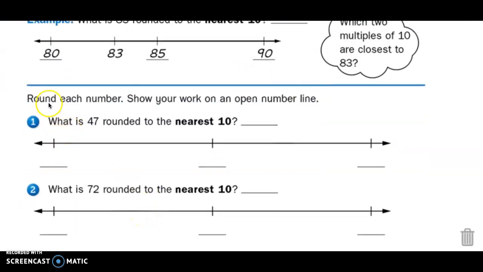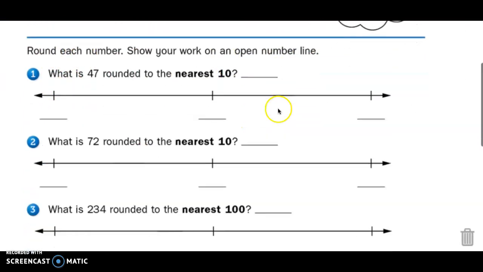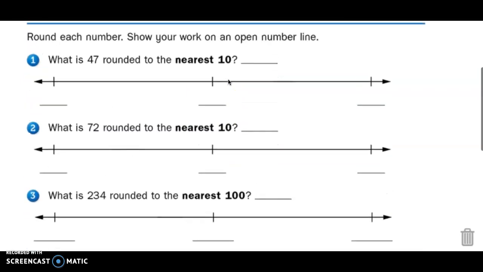So it says round each number. Show your work on an open number line. This is our open number line and we're going to round 47. It says, what is 47 rounded to the nearest 10? This is really important because here is our tens place. Oh, I need to have my drawing tool. Here's my tens place. So am I going to leave it at the 4 or am I going to raise it up to a 5?